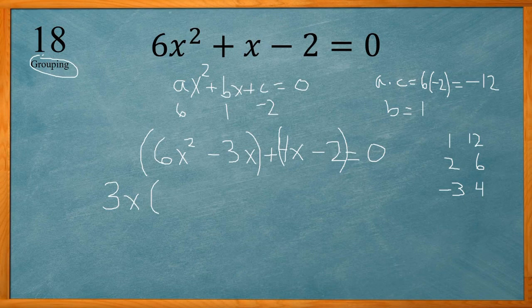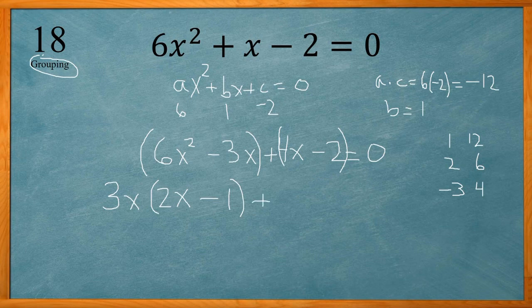Okay, if I factor out 3x, I basically divide this by 3x. 6 divided by 3 is 2. X squared divided by x is x. So if I were to multiply those two together, 3 times 3 is 6. X times x is x squared. Now if I factor out 3x here, I'm going to divide this by 3x. 3x divided by 3x is just 1. So if I were to multiply this back out, I will get my original, which it works out.